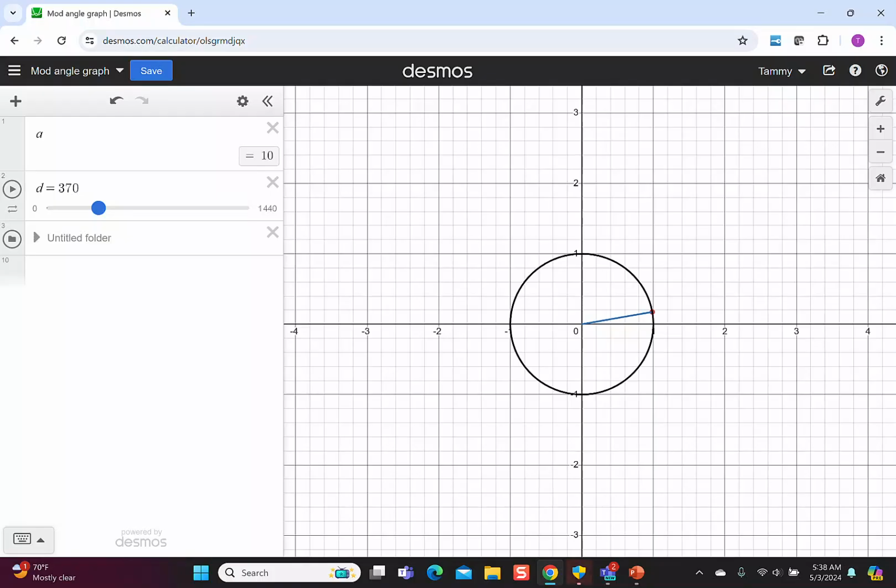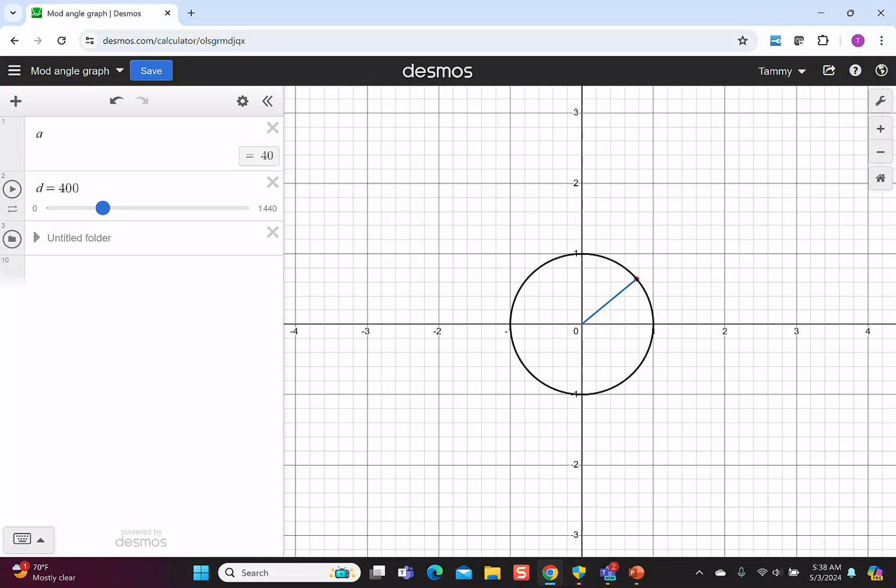Let's go to something small like 370. You can think 370 minus 360 is 10, so I have this coterminal degree of 10. Let's say I go to about 400, and again we can think 400 minus 360 gives me 40. So it's kind of easy to just subtract when I have these small numbers.